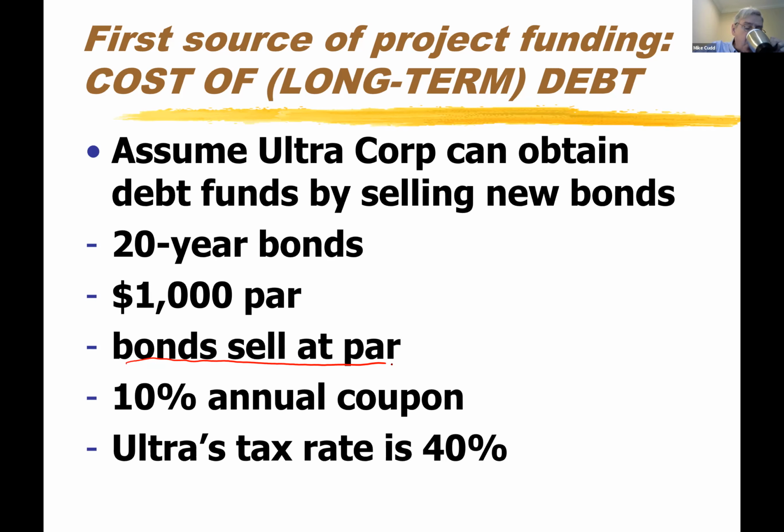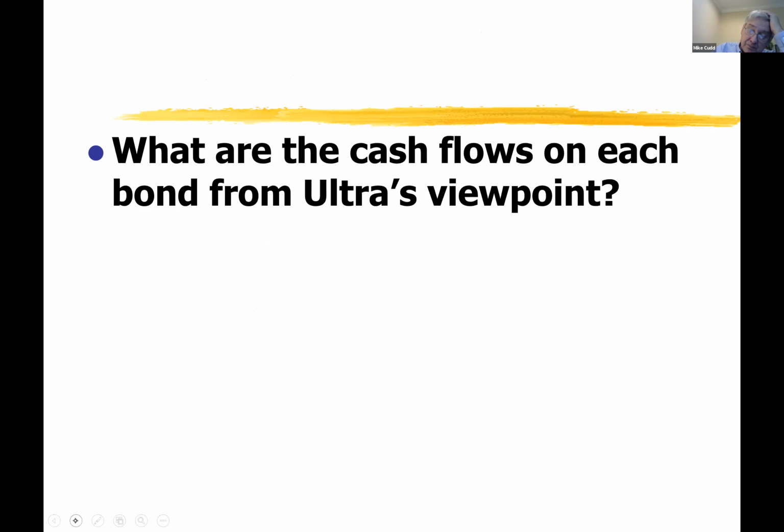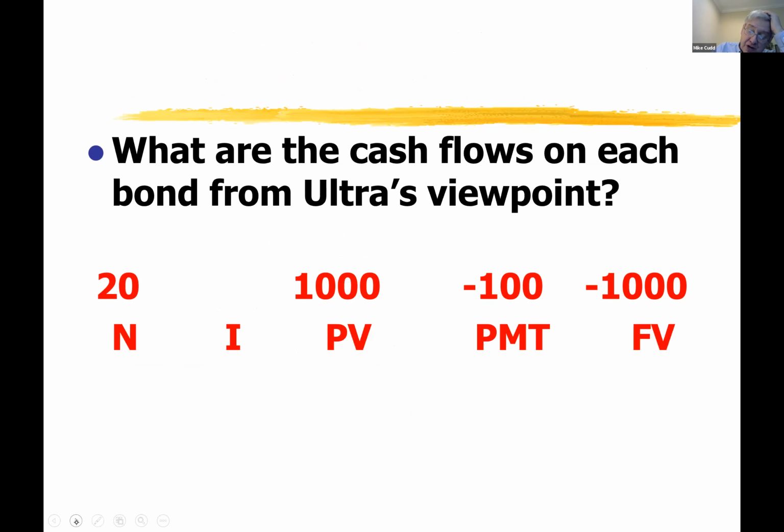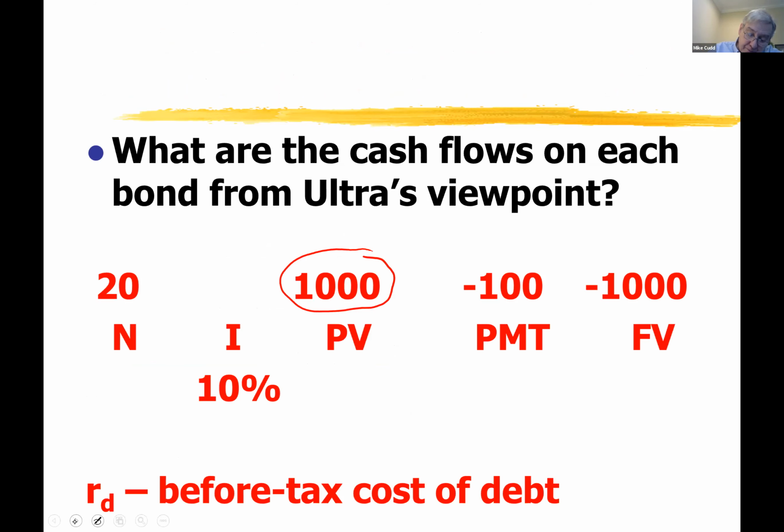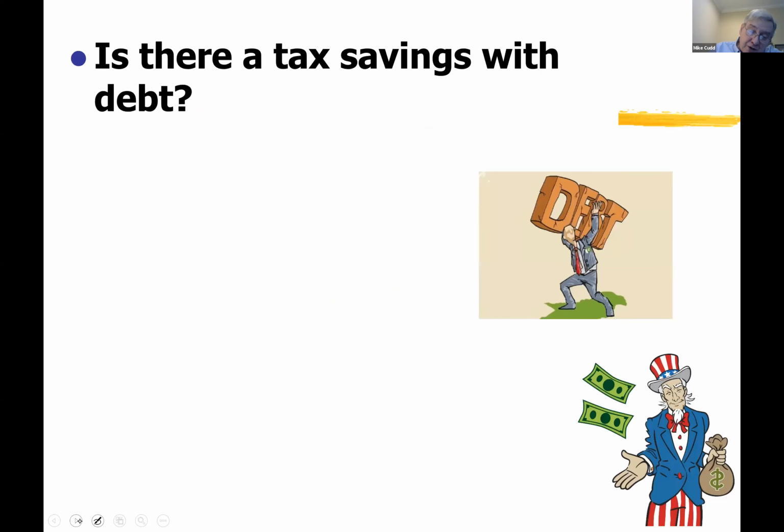So from the standpoint of Ultra, they need to earn 10%. But we're assuming we get to keep the full 1,000. And that won't be the case. When a company sells new bonds, they incur flotation costs, investment banker fees.